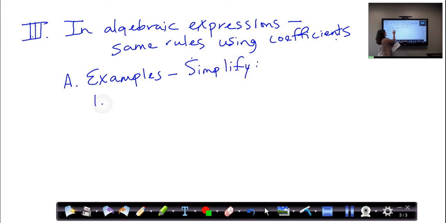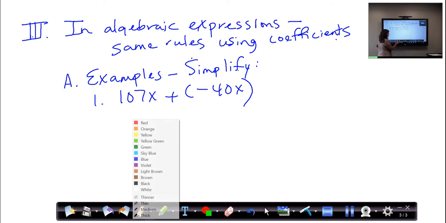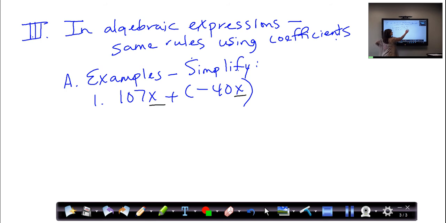So I've got 3 examples. I have 107x plus a negative 40x. Now remember, with like terms, and these are alike because they both have an x to the first, x to the first, so they are alike. When they're alike, I can combine them, and all I'm going to do is work the coefficients. I'm going to retain what's making them alike, that's the x, and just deal with the coefficients. So now I'm going to take a look at this 107 and this negative 40, and I'm going to combine them up.